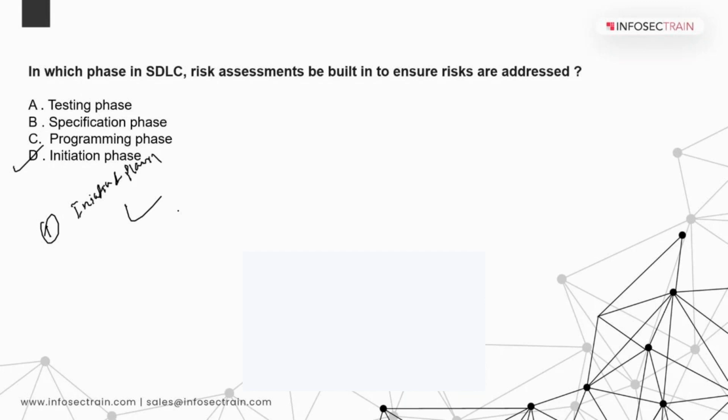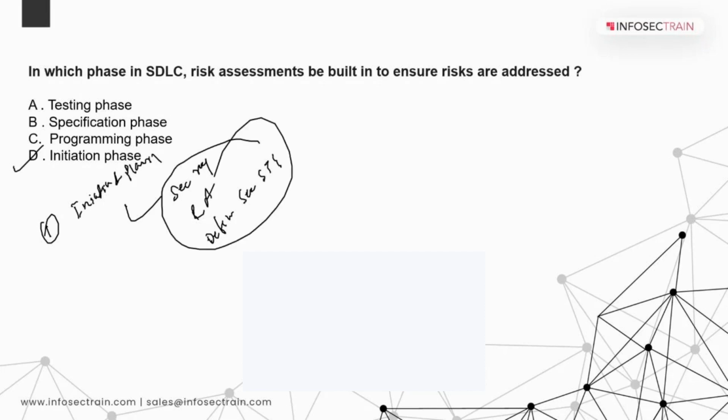Always your security requirement. Okay. Second, always conduct your RA, risk assessment, and define your security strategy. These three activities happen in your initiation and planning phases. Always remember for exam point of view. You can note down and you have to remember.